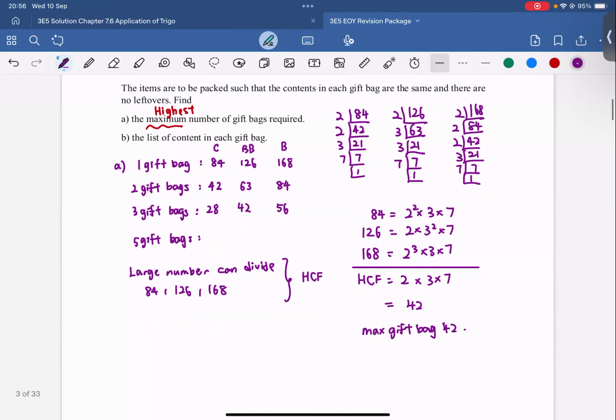Okay, and list the content in each bag. So cereal, how many would I have? I would have 84 divided by 42, which is 2. Baked beans, what would I have? 126 divided by 42, which is 3. And last but not least, biscuits. How many would I have? 168 divided by 42, which is 4.